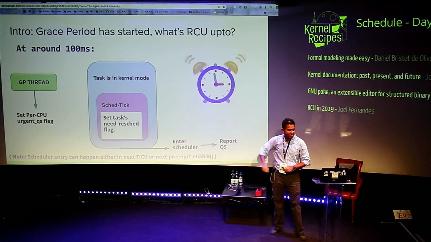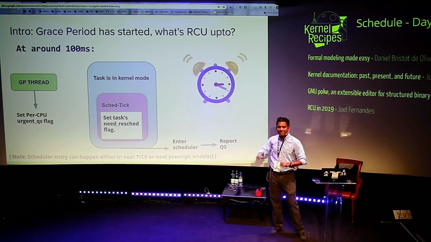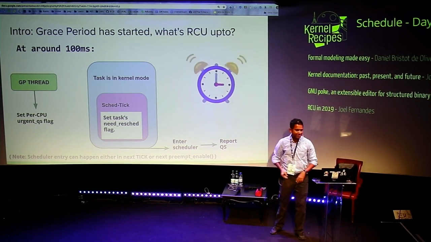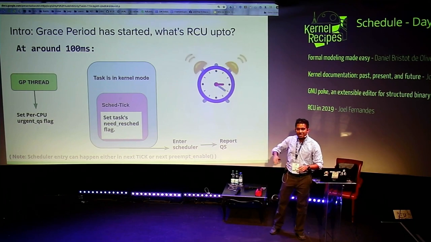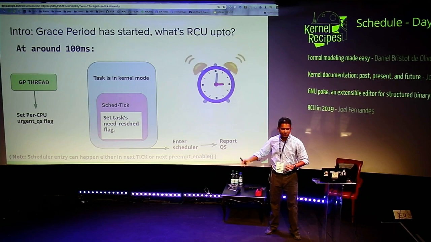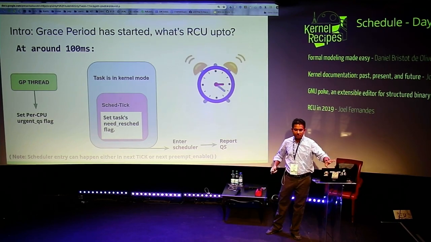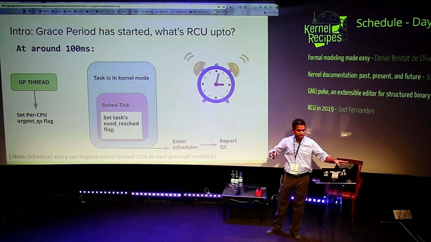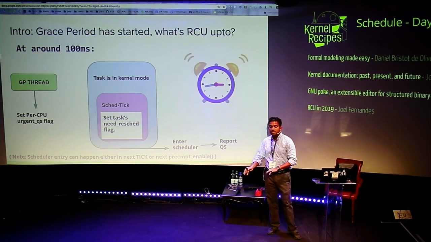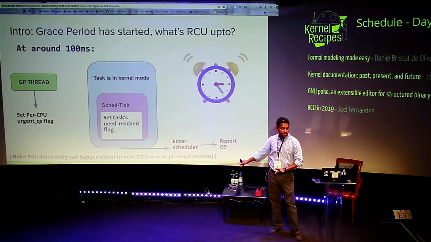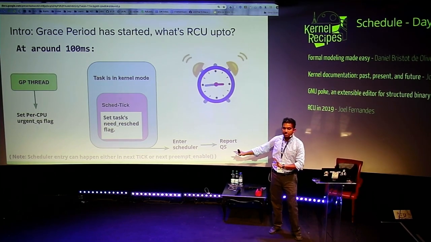And the scheduler tick sets the need resched flag, the same flag that I was talking about, which takes care of this preemption and all this stuff. It sets that flag, and at the next possible instant, we enter the scheduler whenever we can. So that happens at around 100 milliseconds. Okay. So if preemption is disabled, the scheduler tick notices this urgent flag, sets need resched, and at the next opportunity, whether that's return from the tick or the next preempt enable or whatever, we enter into the scheduler, and that results in reporting of quiescent state.